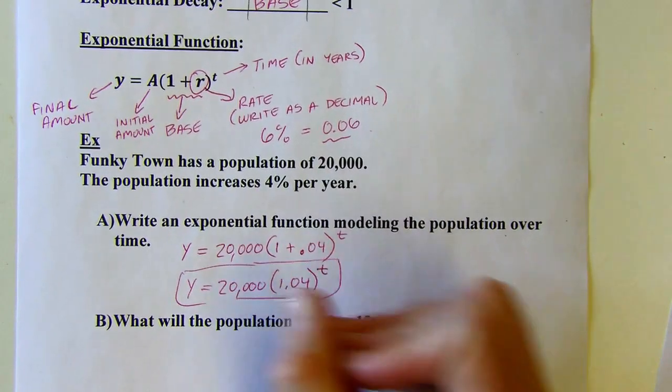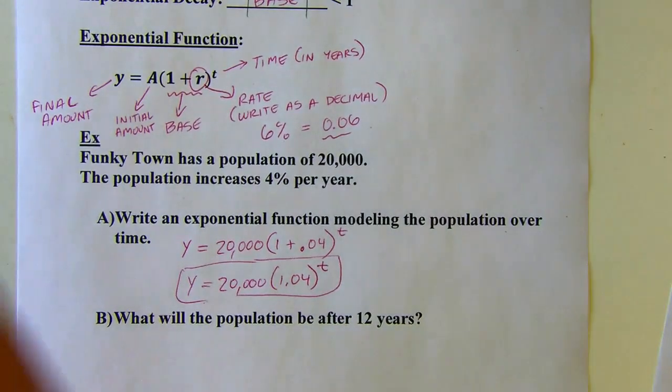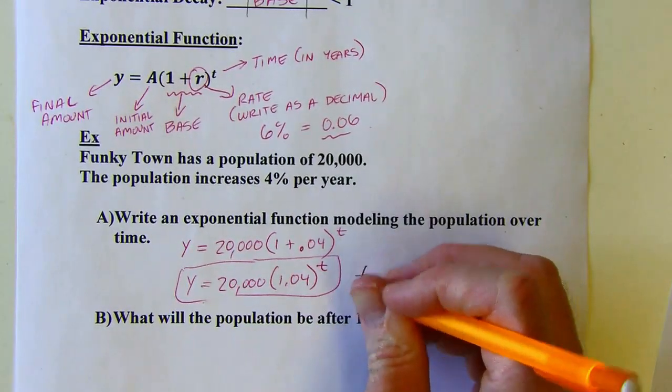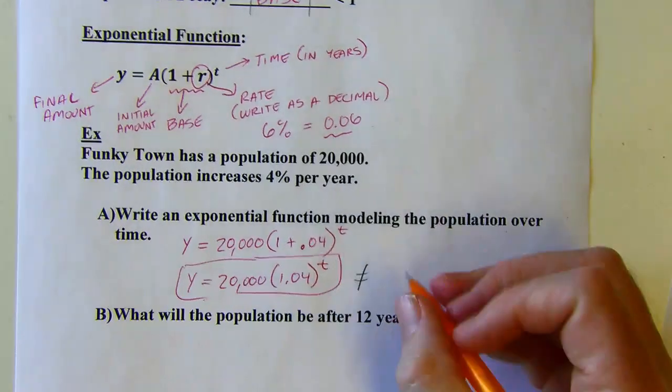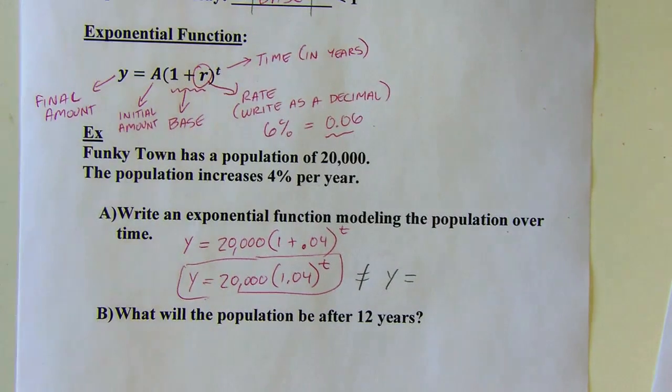Some people are going to multiply the 20,000 and the 1.04, but you don't want to do that, okay? So this is incorrect. I need to figure out what 20,000 times 1.04 is. Just 1 second.